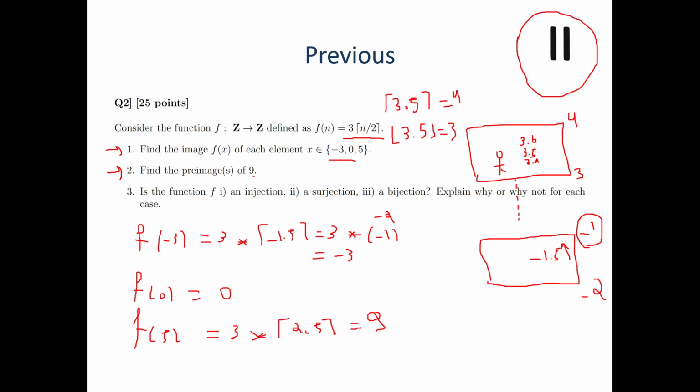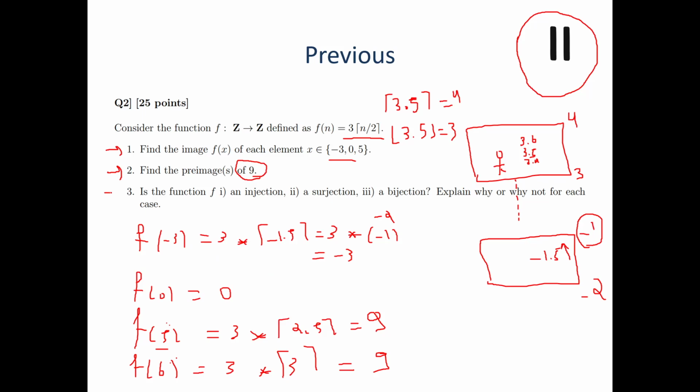Find the pre-images of 9. Well, we already have one, which is 5. They're saying between brackets s, like, is there another one? And yes, we can find another one, which is 6. So if you write f of 6, it's going to be 3 times the ceiling of 6 over 2, which is 3. The ceiling of 3 stays the same, so that's 9. So we have 2 numbers giving us the same image.